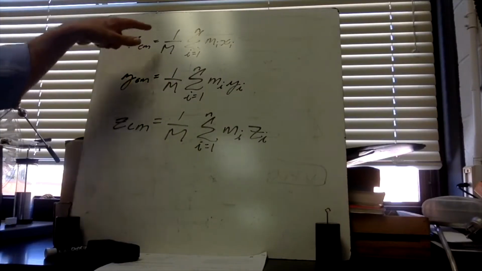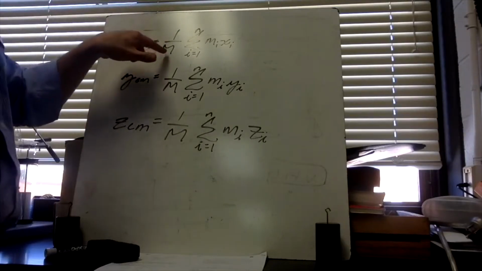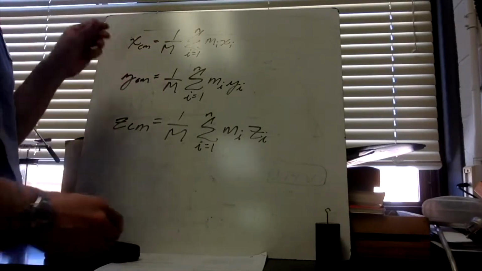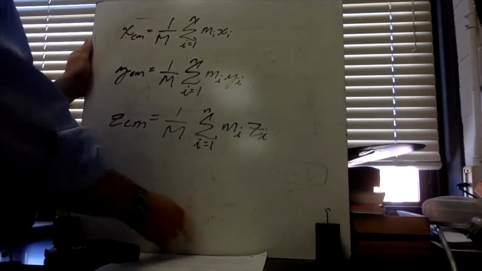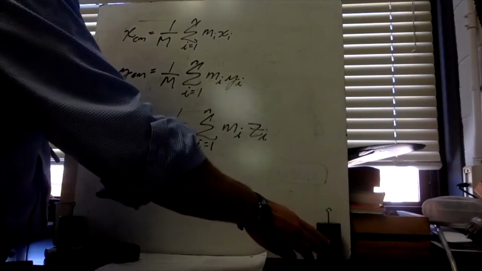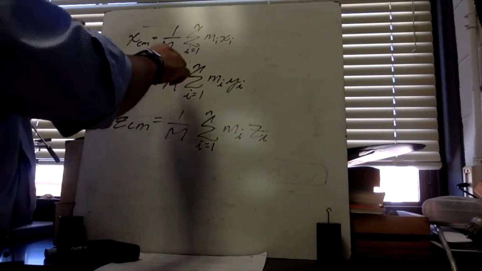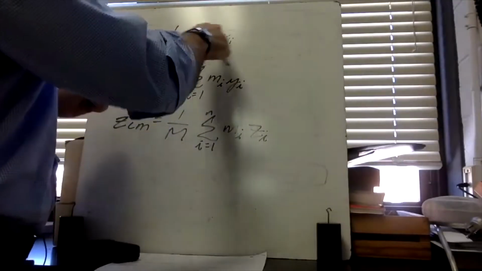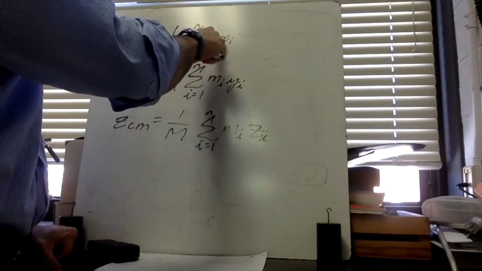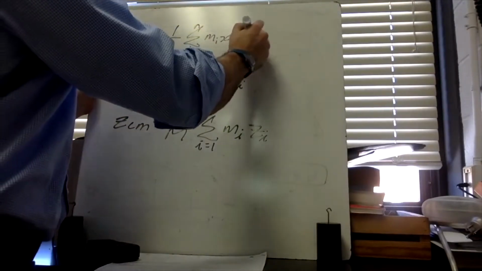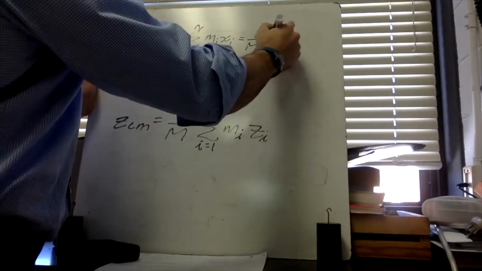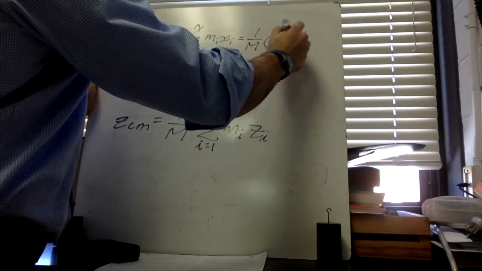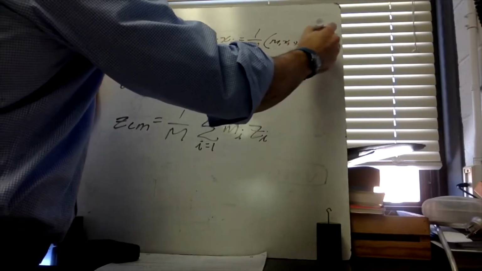And we calculate it by taking 1 divided by capital M. Capital M is the total mass of the object. All right, so that's the total mass. And then what we do is we multiply this by a series of products of a piece of mass times the coordinate of that piece of mass. So really it looks like this: m1 x1 plus m2 x2, etc.